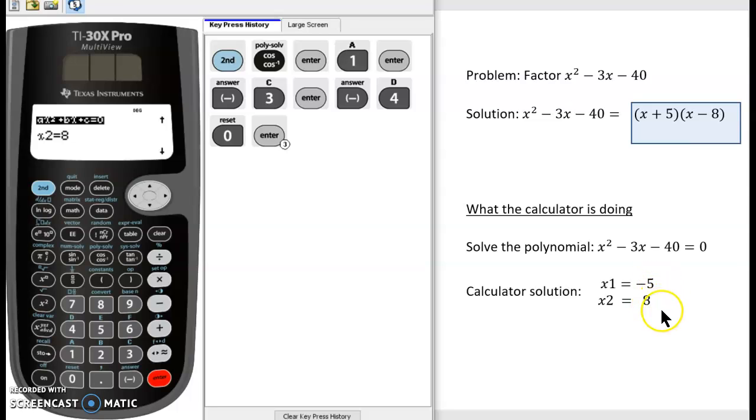So the calculator gives us the two zeros that we would use for graphing. The factored version is, of course, to take the opposite of those numbers and put everything together in parentheses.